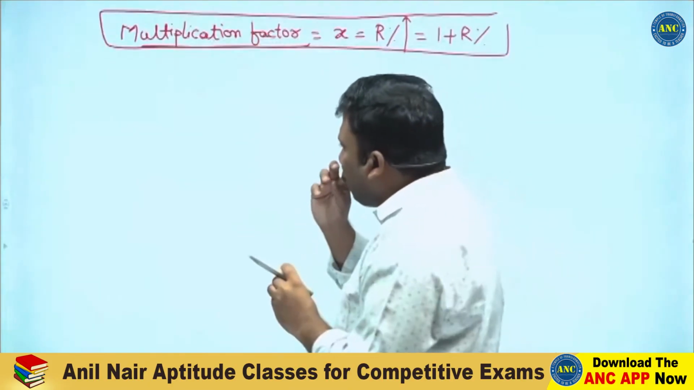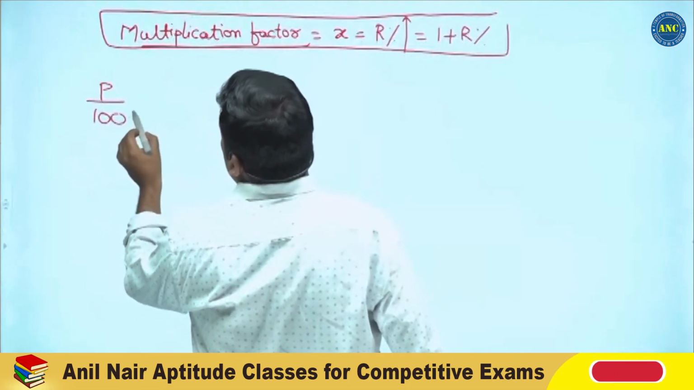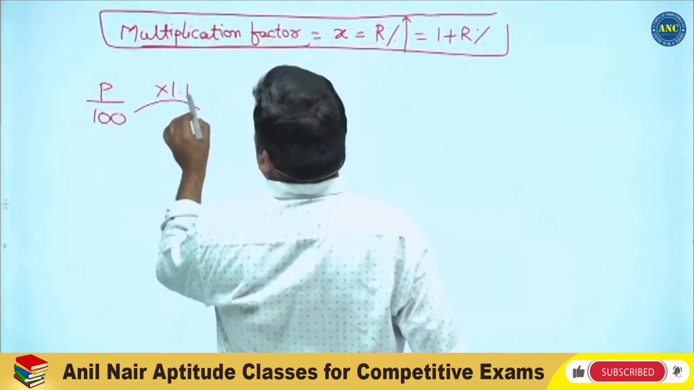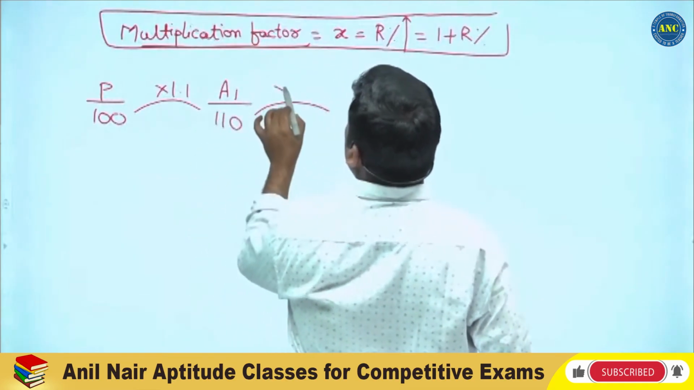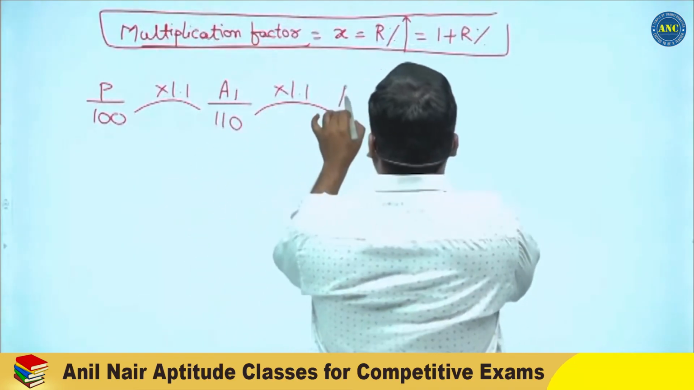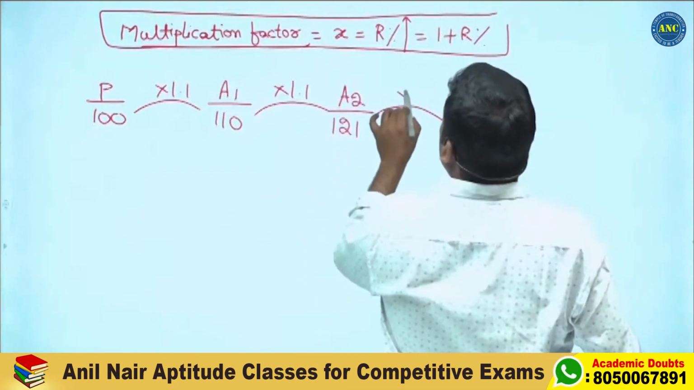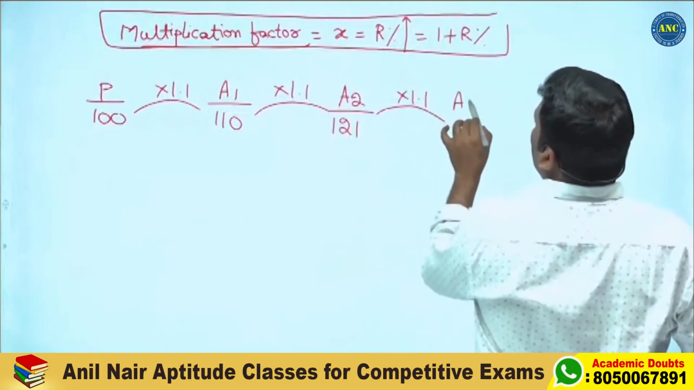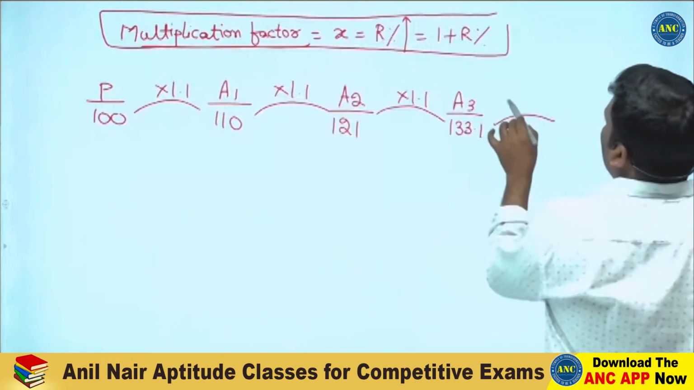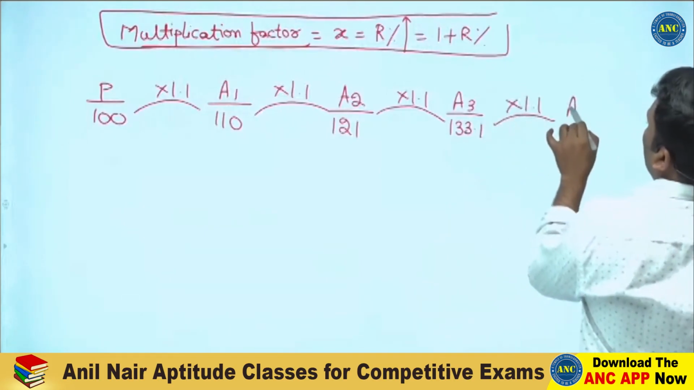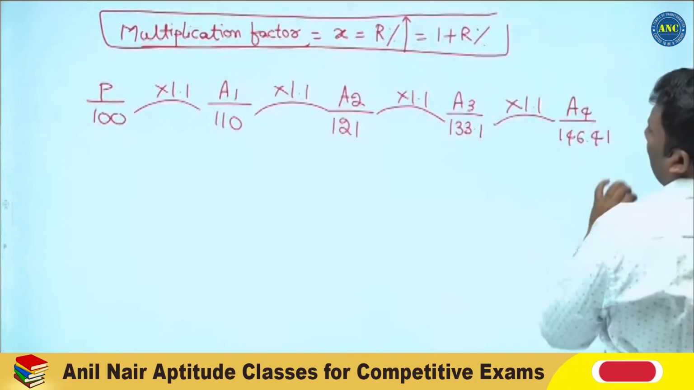Some important observations. Principal is 100, into 1.1. Amount after first year is 110. Again into 1.1, amount after second year is 121. Again into 1.1, amount after third year is 133.1. Again 1.1, amount after fourth year is 146.41.